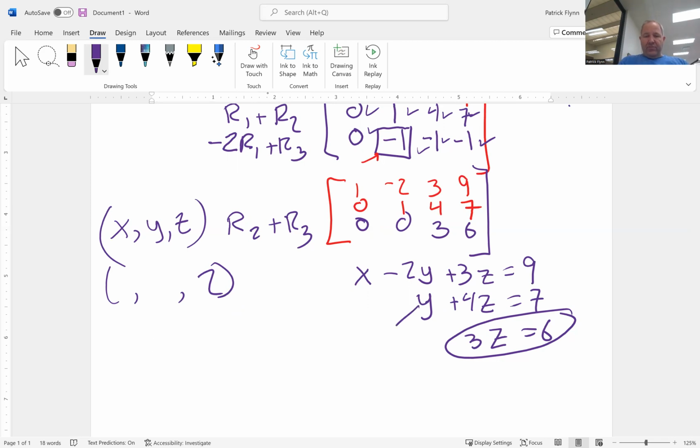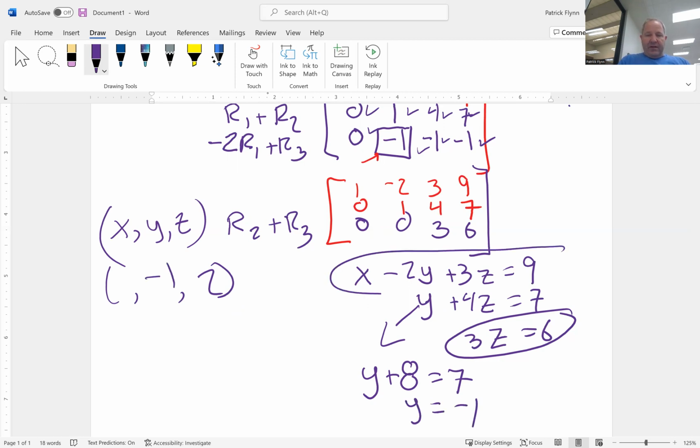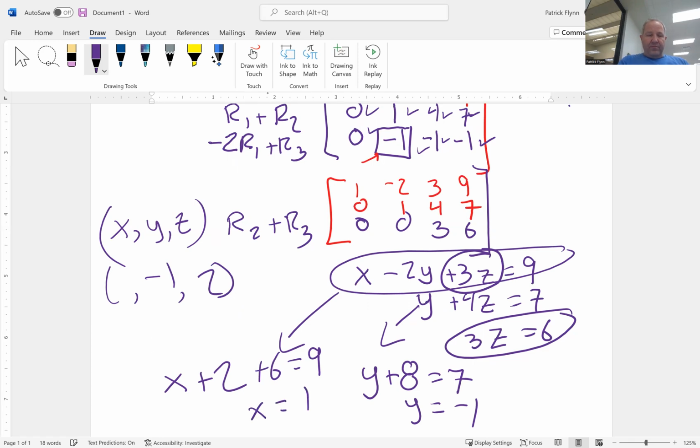Now, if Z is 2, that means this middle equation is Y plus 8, right? Because Z is equal to a 2. That means Y is a -1. And then that means that our top equation is X plus 2, right? Because Y is a -1. And then this 3Z becomes plus 6 equals 9. So X is equal to 1. And that's our solution.